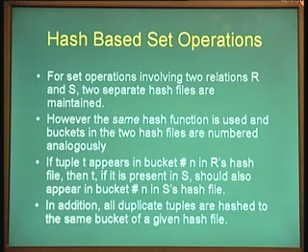So if tuple t appears in some bucket n in the hash file of R, then if it is present in S, it should also appear in bucket number n of the hash file of S. And in addition to that, there is the standard property that all duplicate tuples are always hashed to the same bucket in a given hash file.